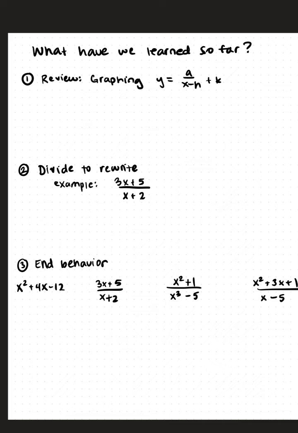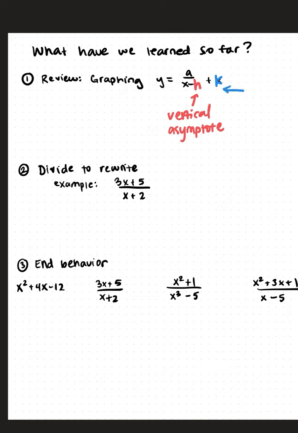In lesson 421, we talked about how to graph something in the form y equals a over x minus h plus k. When we're graphing that, the first thing we want to notice is the horizontal and vertical asymptotes. The vertical asymptote is going to be where the denominator is 0. So if you have x minus h, the vertical asymptote is located at h. If you had x minus 2, the vertical asymptote would happen at 2.